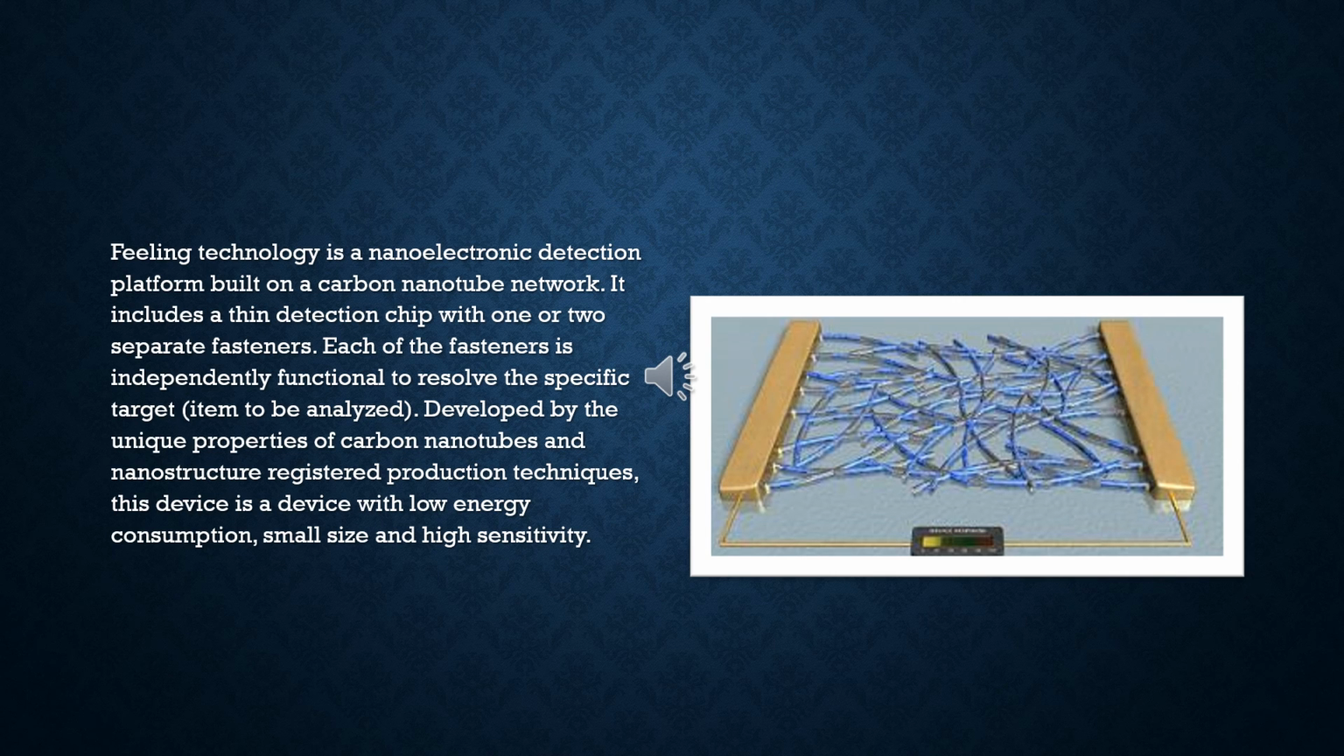Peeling technology is a nanoelectronic detection platform built on a carbon nanotube network. It includes a thin detection chip with one or two separate fasteners. Each of the fasteners is independently functional to resolve the specific target. Developed using the unique properties of carbon nanotubes and registered nanostructure production techniques, this is a device with low energy consumption, small size and high sensitivity.